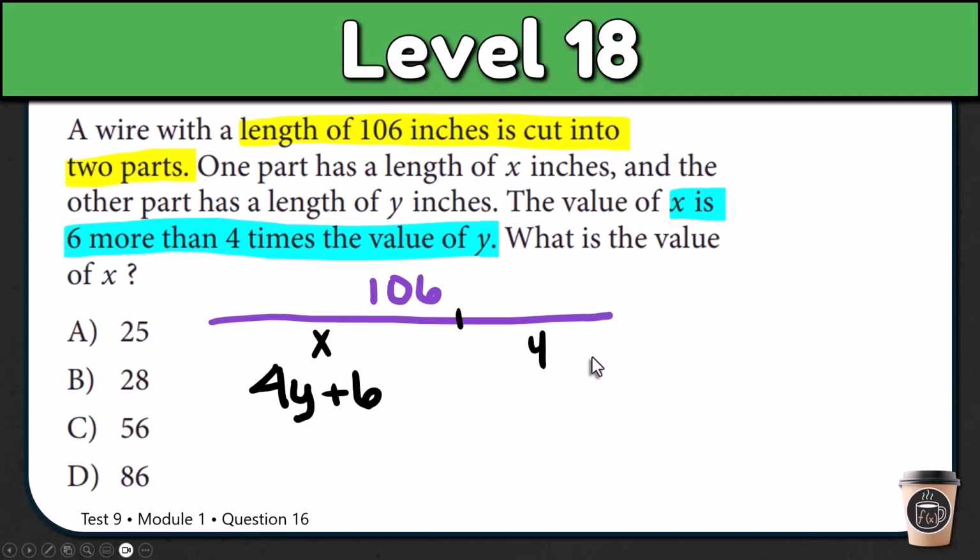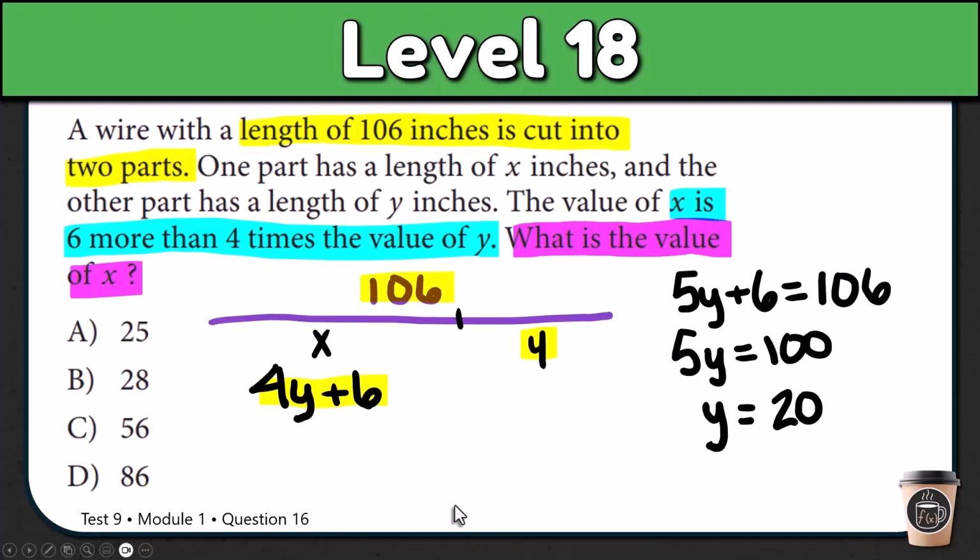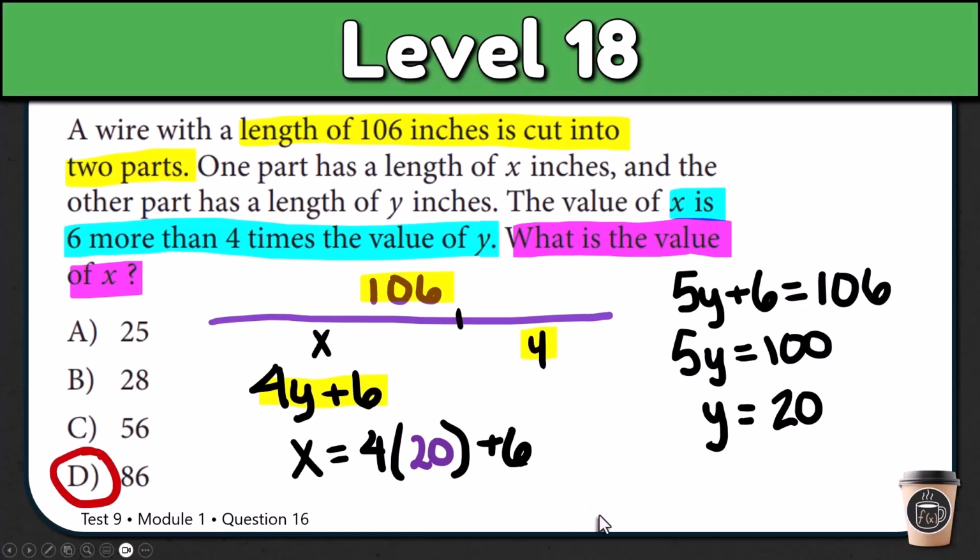Well, now you have a segment addition problem. I'm going to add these two together, 4Y plus 6 plus Y, and set it equal to the 106, which is the total. Now subtract 6 from both sides, divide by 5. I'm not showing all the little steps. So I have Y equal to 20. I lucked out they didn't put 20 as an answer because it's wrong, because I want to know what X is. So I have to put that in to my little formula there. So X turns out to be 4 times 20 plus 6, and that's going to be 86.